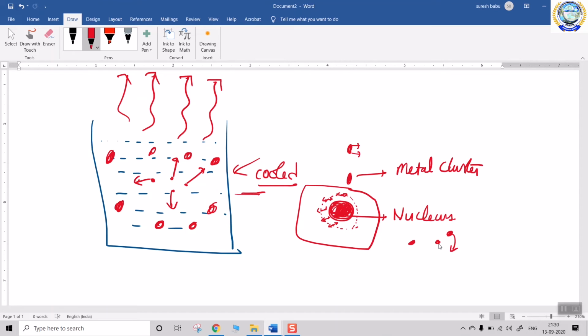Whenever these clusters redissolve in the liquid, automatically what happens? They will take some amount of energy from this system. The system is having some heat. So some amount of heat is taken by these clusters for their redissolution. As a result, the total heat of the system will be decreased.